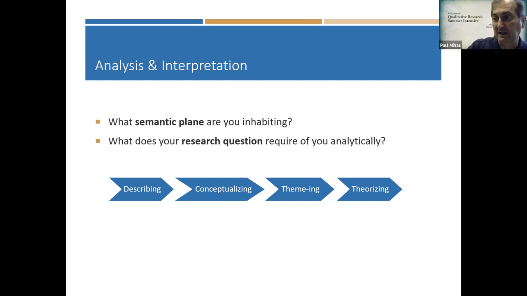And then finally, theorizing is getting into far more abstract language and thinking about the implications of this. A theory is trying to explain why this is happening. What is the mechanism of bullying happening in the schools? And why is it happening? How do I explain that? So that interest in explaining moves us into this different semantic plane.